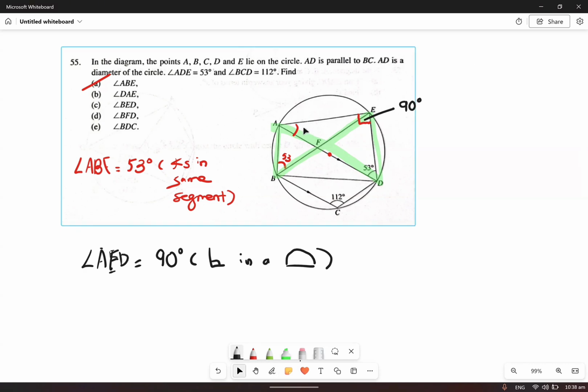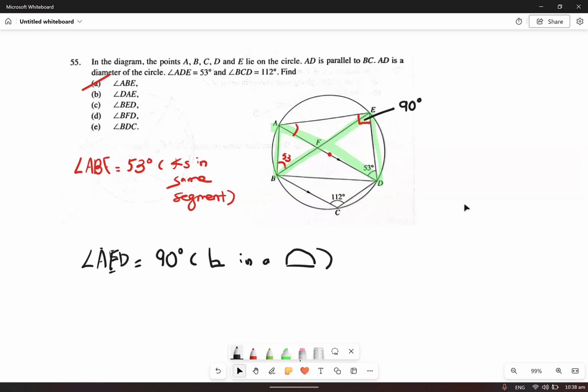We can find out what this is over here, which is DAE. We can find DAE already, right? We just have to use something called the sum of angles in a triangle. 180 degrees minus 90 degrees minus 53 degrees. Make sense or don't make sense? Okay, 180 minus 90 minus 53, we get an answer of how much? 37 degrees. This is 37 degrees. Understand or don't understand? Okay, so that is my DAE.